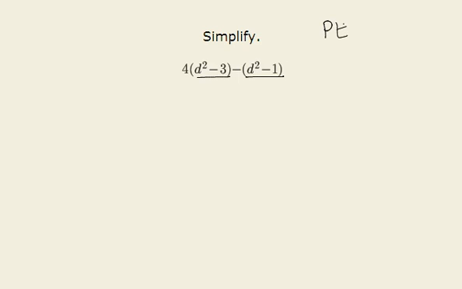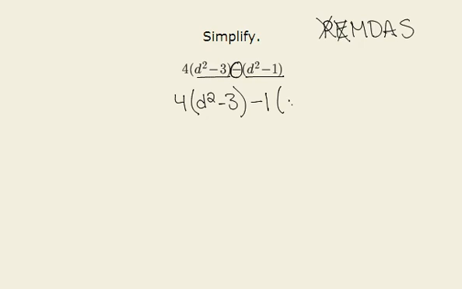Let me write out PEMDAS here so you get an idea of where my thought process is going. So we have no parentheses, no exponents, so next is multiplication. Now I'm going to rewrite this negative right here. I'm just going to stick a 1 in there. So it'll look like this. We have 4 times the quantity d squared minus 3 minus 1 times the quantity d squared minus 1.